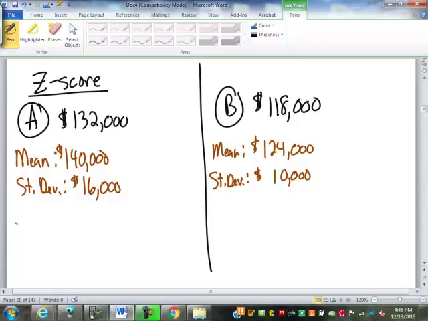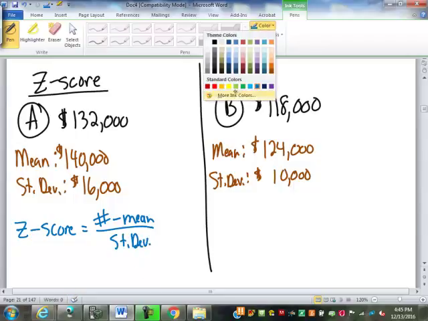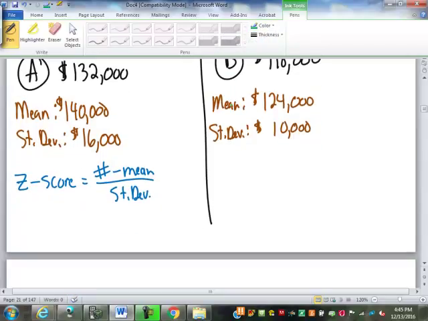Well, the Z-score takes a number, and from that we adjust that number for its population by subtracting the mean of the population from that number, then dividing that difference by the standard deviation. So for area A here, that house, the Z-score, we had a $132,000 house, minus a mean of $140,000, divided by a standard deviation of 16,000.